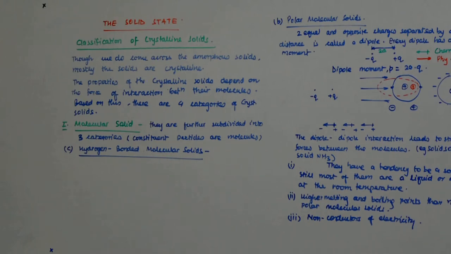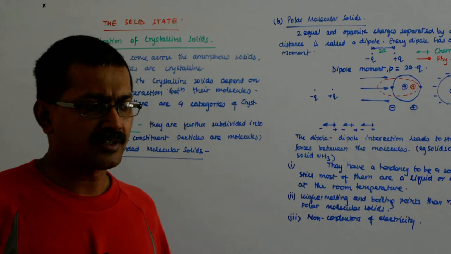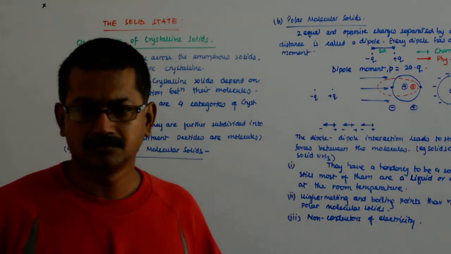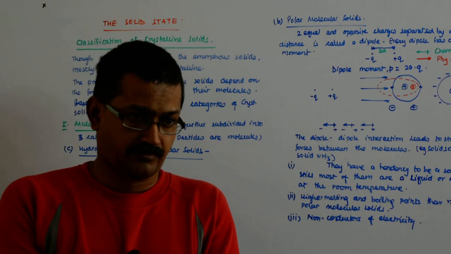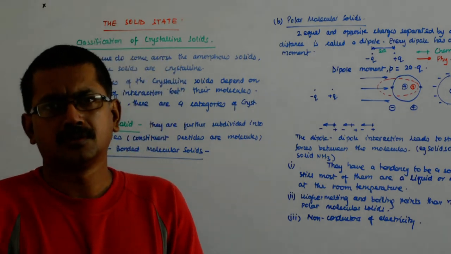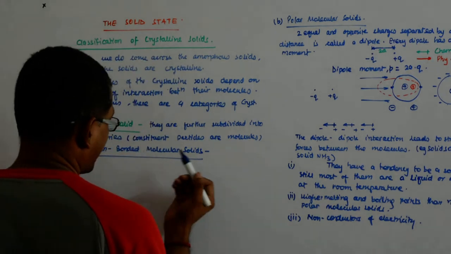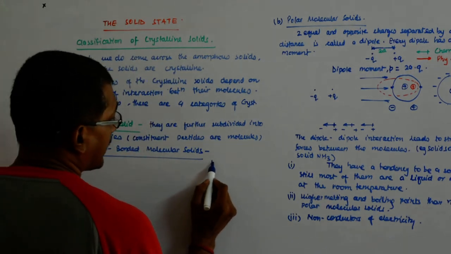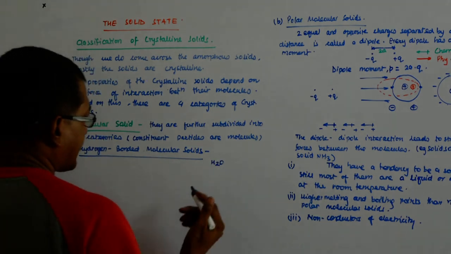The third in line amongst the molecular solids is the hydrogen bonded molecular solid. Okay, now what is hydrogen bonding? Any idea? Right. So the most common example is H2O, water. Okay, so it is hydrogen bonded.